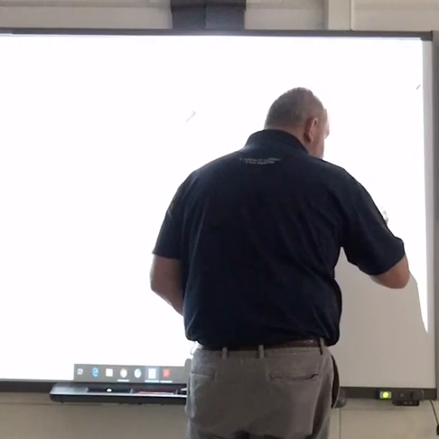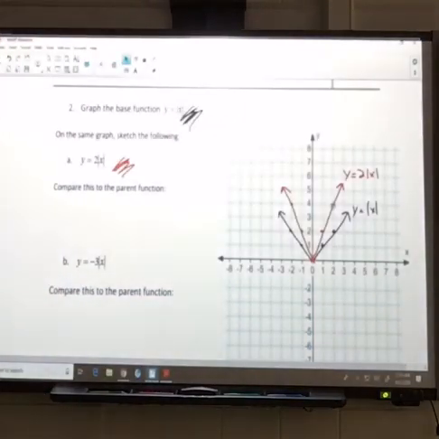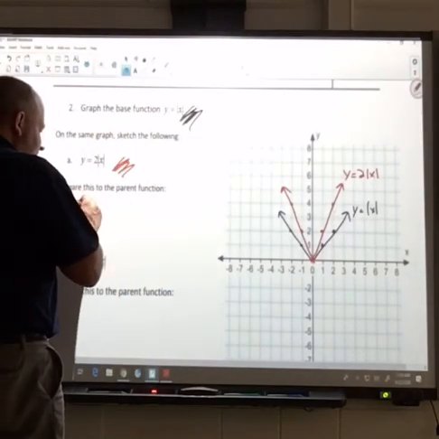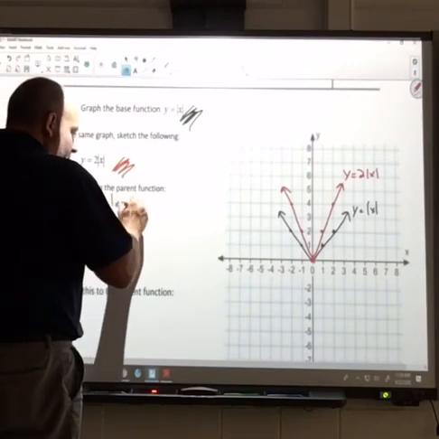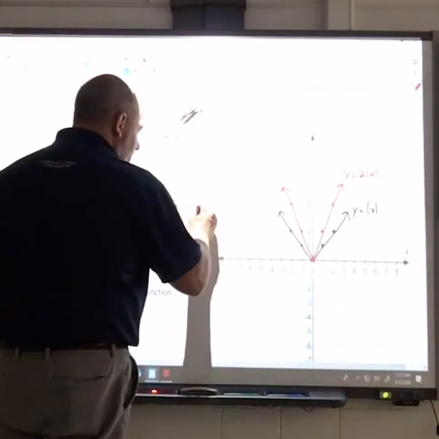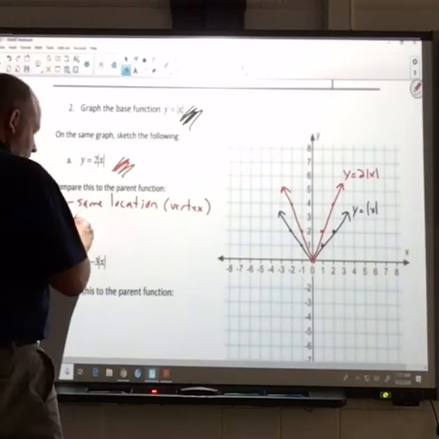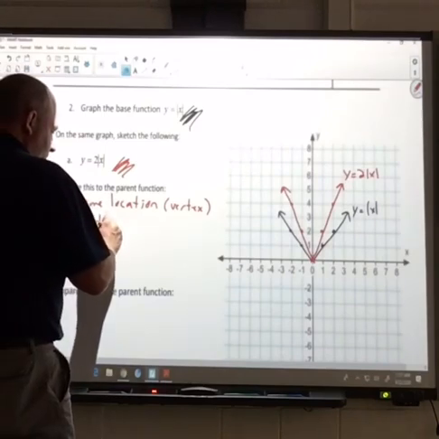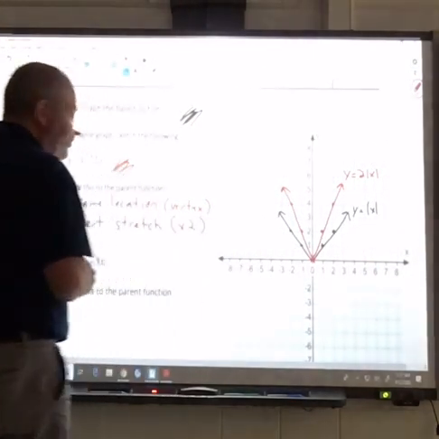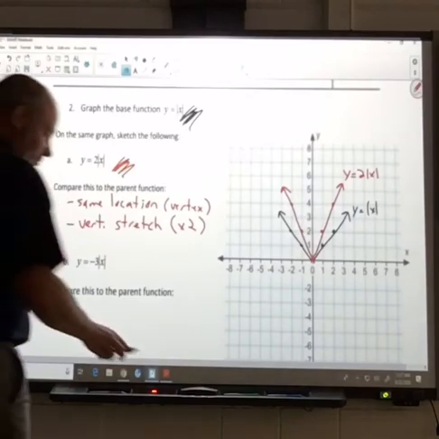And this is y is equal to just the basic root x, base function or parent function. Okay? So compare this to the function. Okay, well, how do I compare it? It's in the same location, at least for the vertex. So no shift has happened, but it's a vertical stretch. And it's times 2, or by a factor of 2. That's no magic, no random number. It's exactly what you should expect.